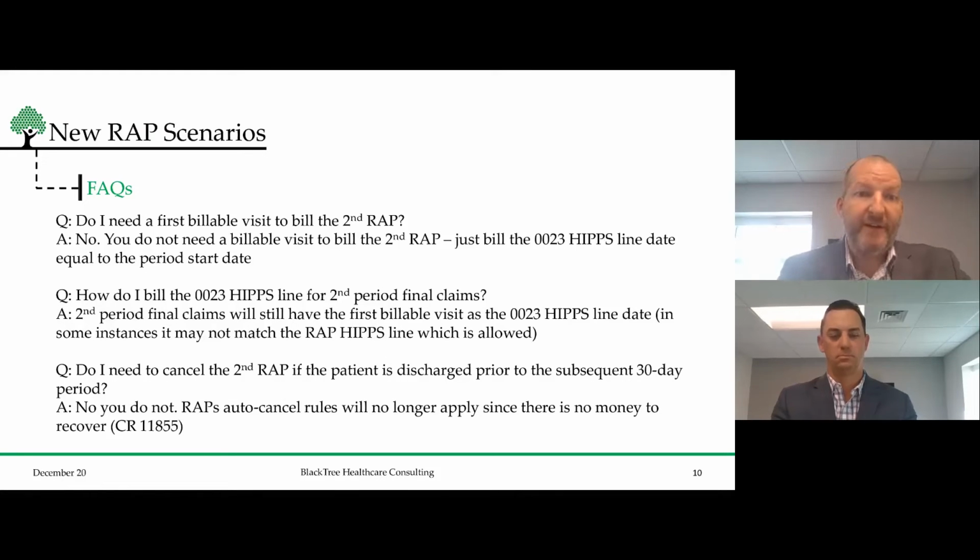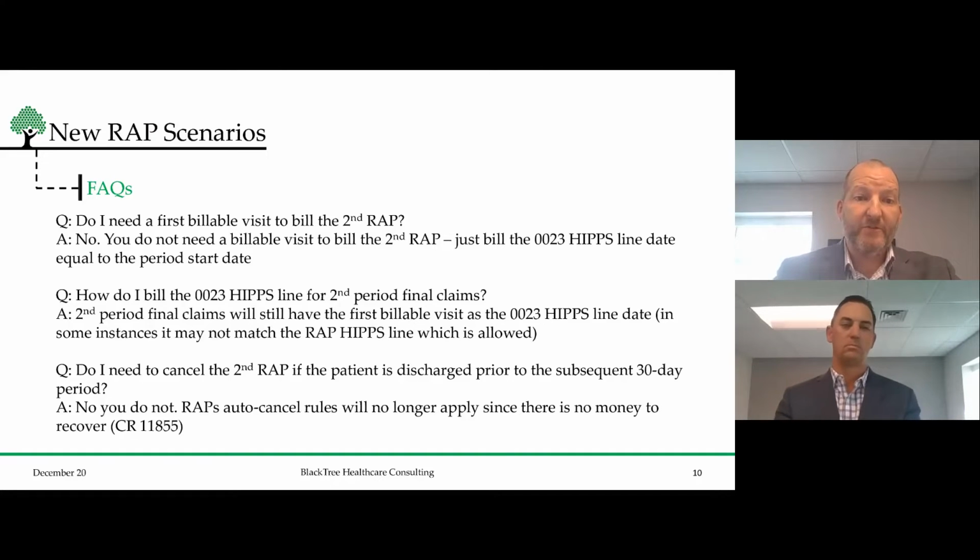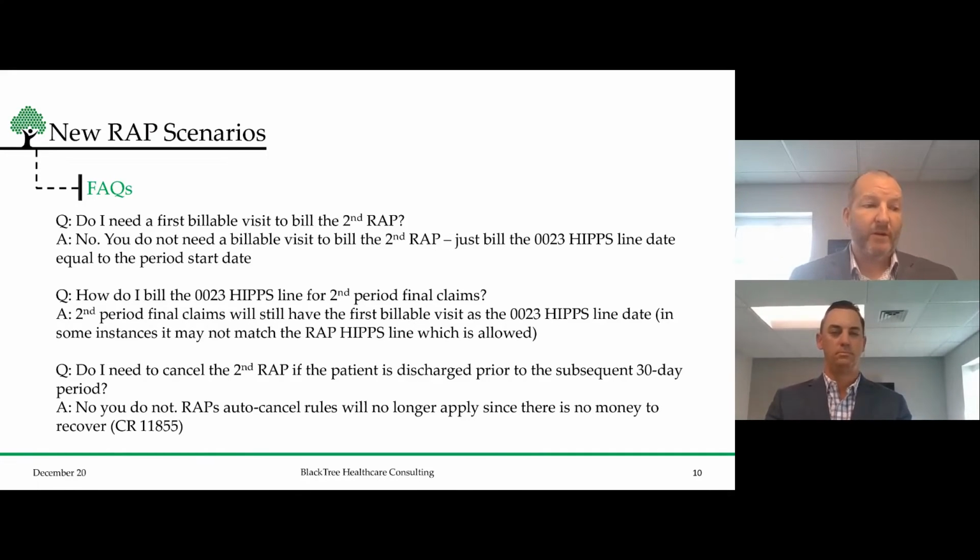Next question here: do I need a first billable visit to bill the second wrap? Again, another common question of confusion. So basically you have that 1/1 to 1/30 payment period to start, and that next payment period starting on 1/31. Do I need to have a first billable visit to bill that 1/31 wrap or any subsequent wraps? I would apply that same logic to wrap number 4, for instance. The answer is no, you do not need to bill a first billable visit. You don't need a first billable visit to be completed in order to bill that second wrap.